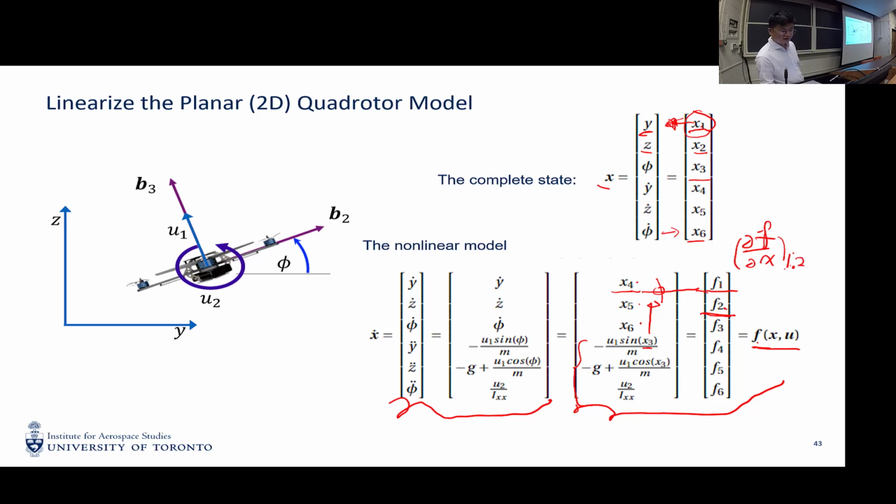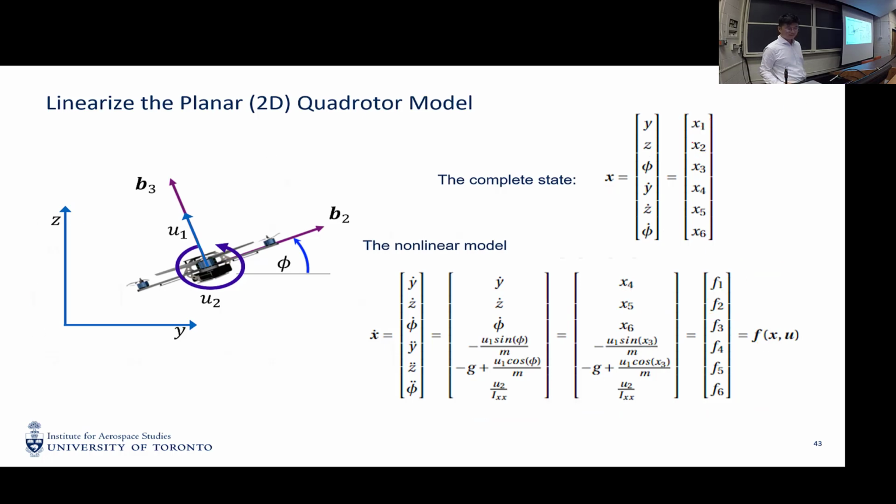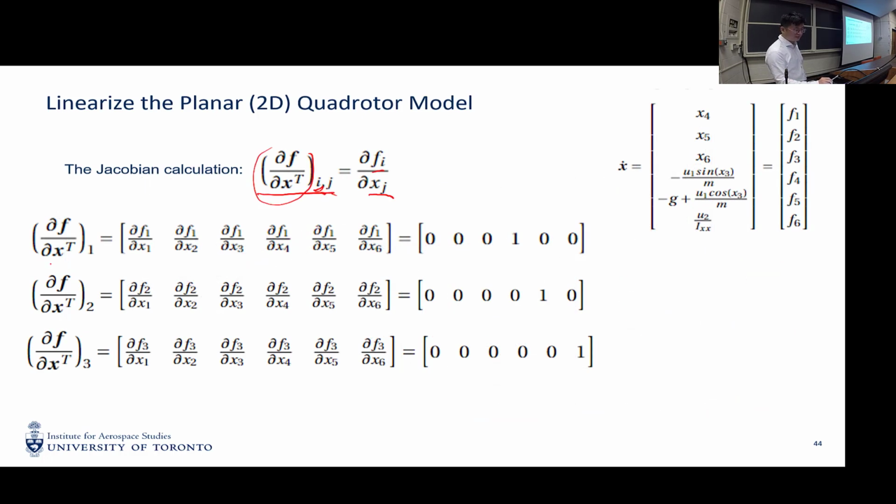So, for example, if we want to calculate the element on the first row and the second column, what we do is take a look at the function at the first row, and we take the derivative of this function with respect to x2. So same here. For example, the first row of this Jacobian is in this format. It consists of 6 elements because of our 6 states. And each element here is calculated by using this format.